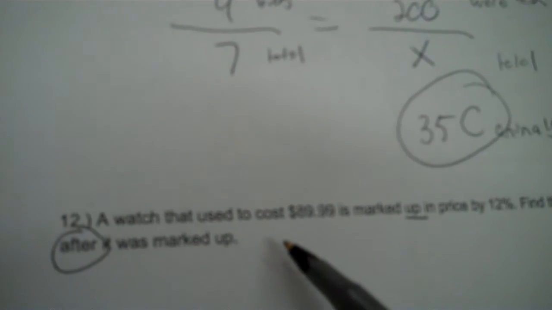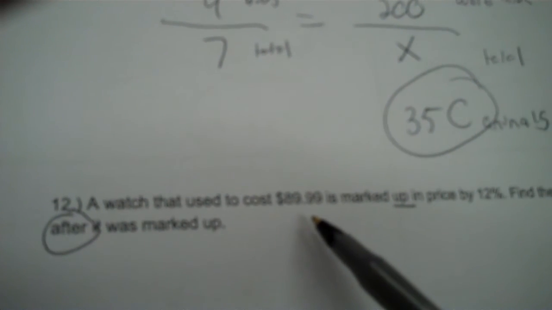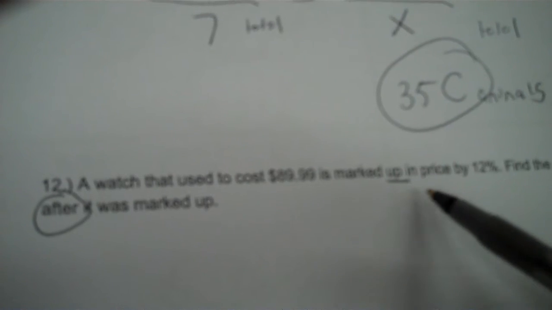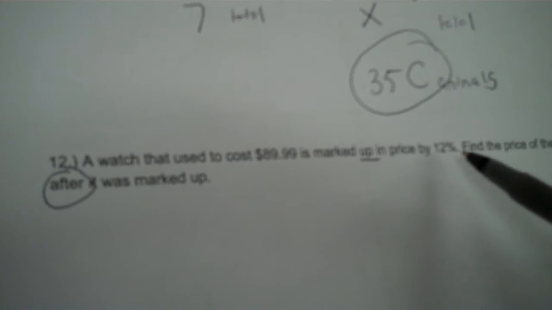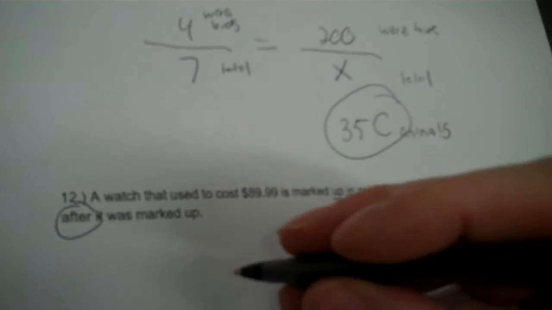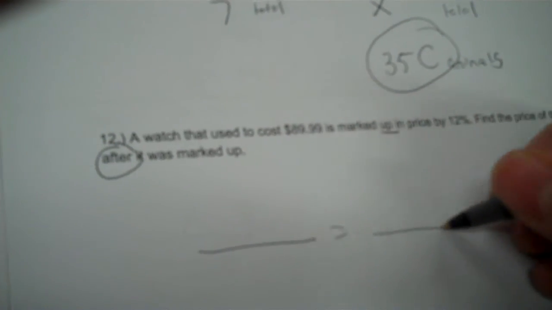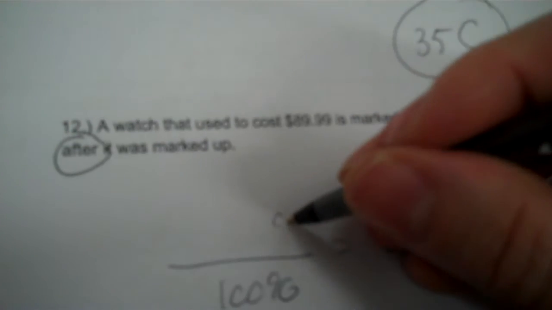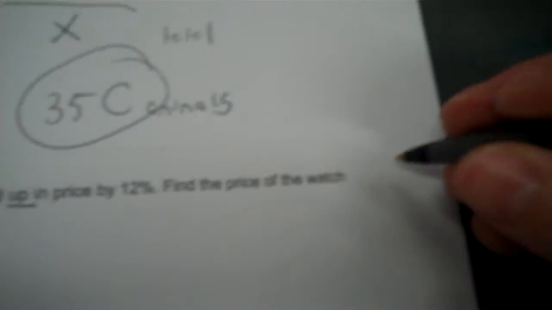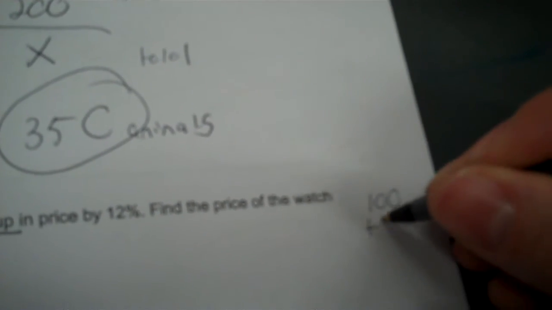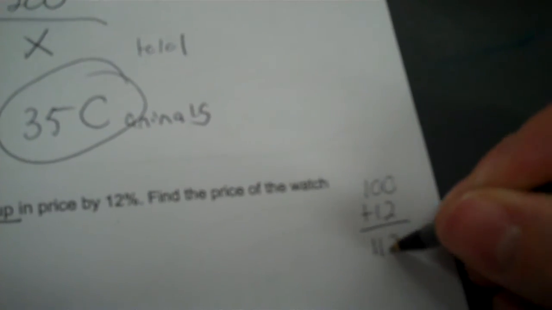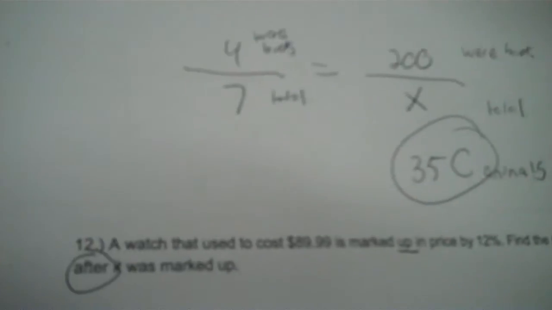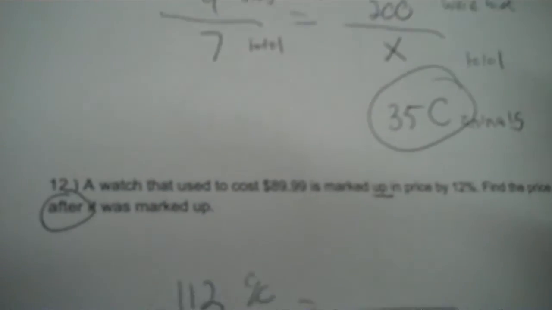Number 12, a watch that used to cost $89.99 is marked up in price by 12%. Find the price of the watch after it was marked up. Now, I'm going to simplify this. You're going to put 100%, but you're not going to put 12%. I underlined up so that you can remember to take 100 plus 12, and that would be 112. If it's 12 off, it's minus 12, but we're going to go like this. Okay, and it says after circled.